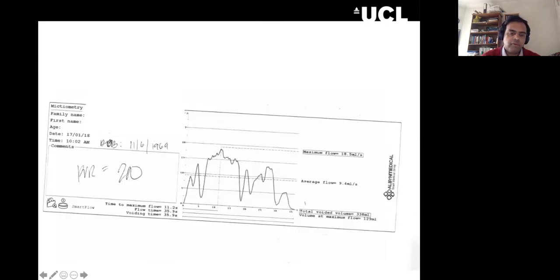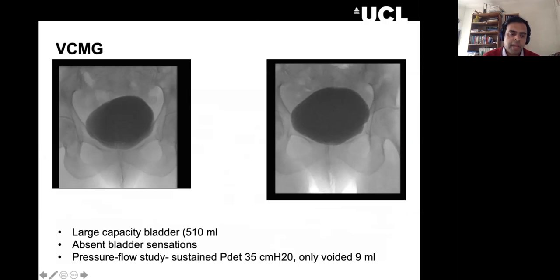So this is her flow test. You might remember the bell-shaped curve that I showed last week. Here you find instead an intermittent flow, and the patient has retained 200 ml. That's after the bladder was scanned. The urodynamic study showed a large capacity bladder with poor sensations, and there was a poor detrusor contraction.